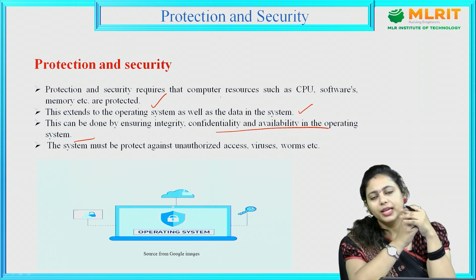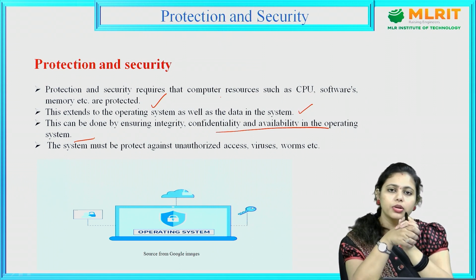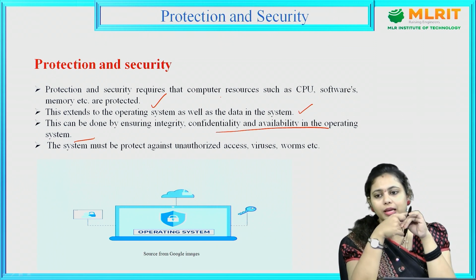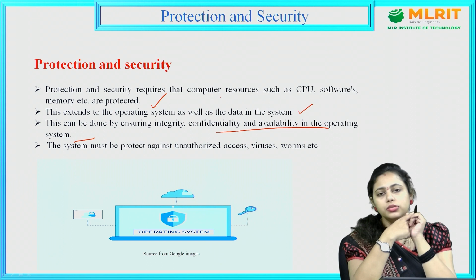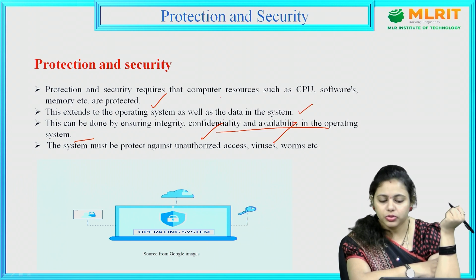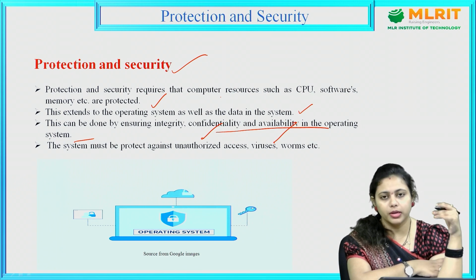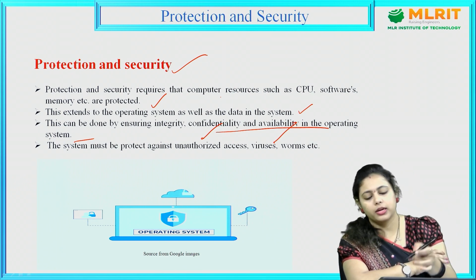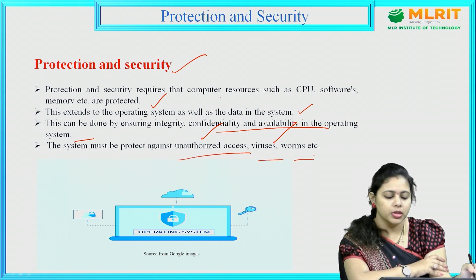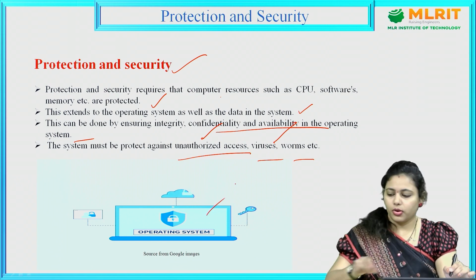Only if my data is properly stored and protected can the confidentiality of the data be maintained and the availability of the data be ensured. If someone is hacking my data or utilizing it, then where is the confidentiality and where is the availability of that data? All this should be taken care of by protection and security. Otherwise the system will be hacked. Therefore the system should be protected against unauthorized access, viruses and worms. This is very important for my operating system to provide protection and security.